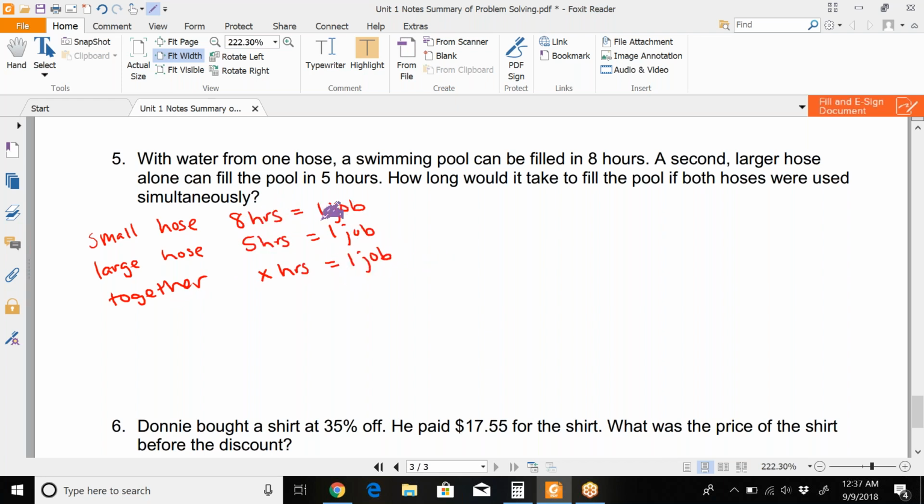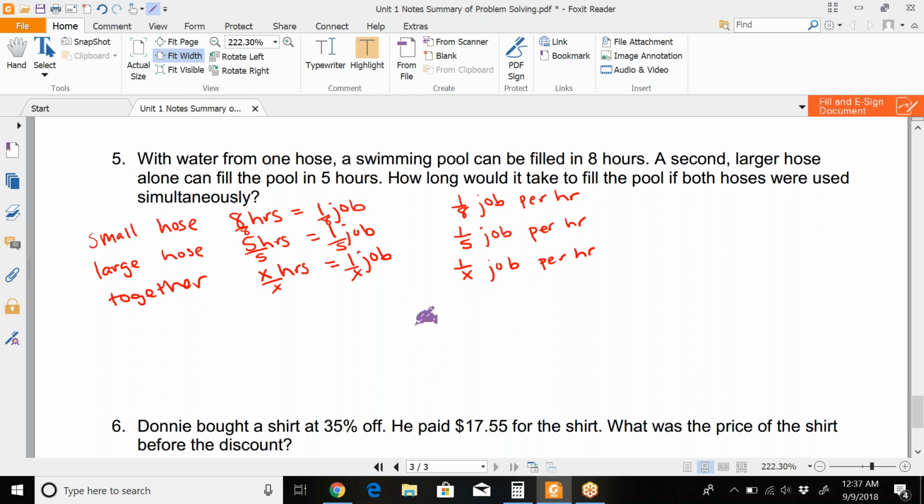The problem is when we want to compare these to each other, we need to know how much of the job they are completing in 1 hour. So the way you can do that is you can divide over the time. So this would be 1/8 of the job per hour. And we do this because the rate is not the same that they're working, and we need it to be a single unit of per hour. 1/5 of the job per hour. And then this would be 1/x of the job per hour.